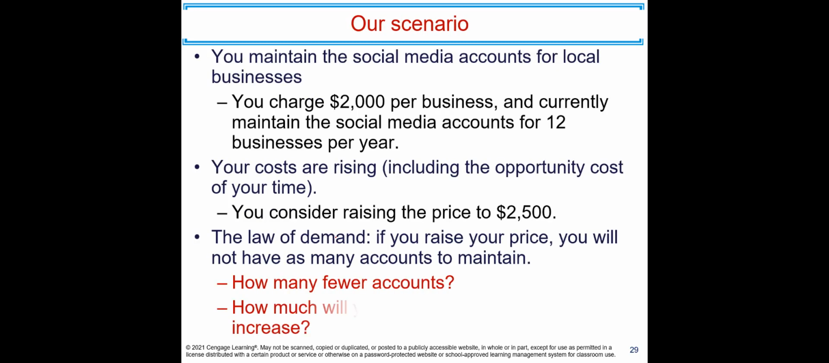So we go back to our scenario. You maintain the social media accounts for local businesses. You charge $2,000 per business and currently maintain social media accounts for 12 businesses per year. Your costs are rising, including the opportunity cost of your time. You consider raising the price to $2,500. The law of demand says that if you raise your price, you will not have as many accounts to maintain. So how many fewer accounts? We answered, we find the elasticity, maybe 10% fewer accounts.